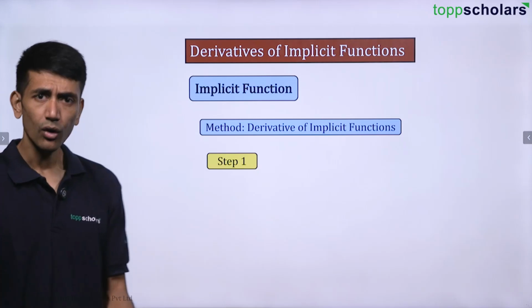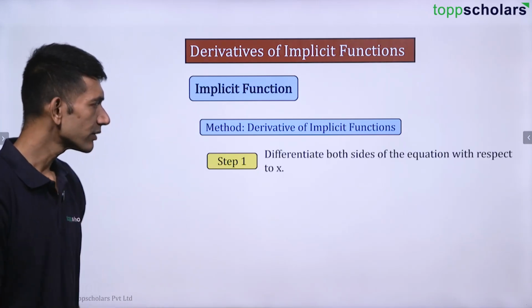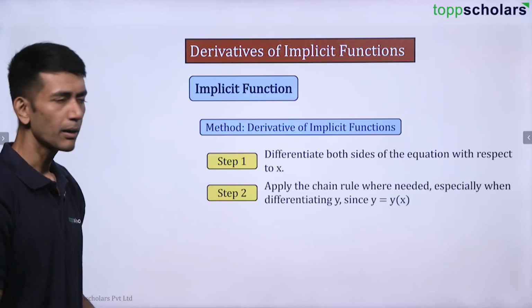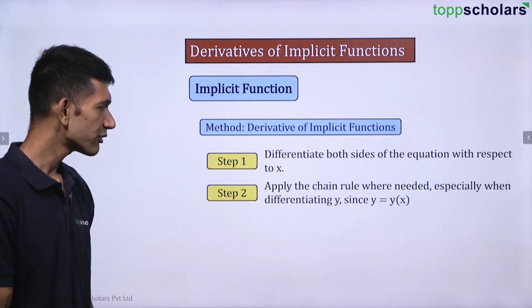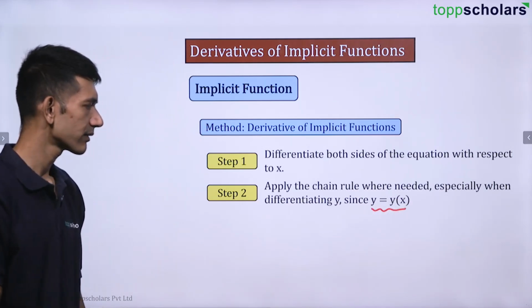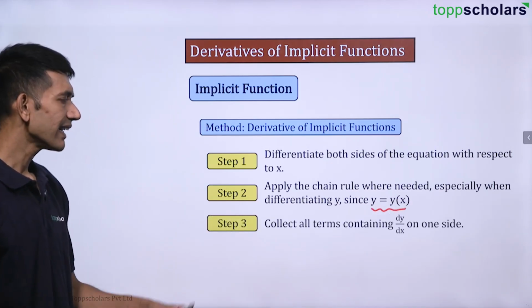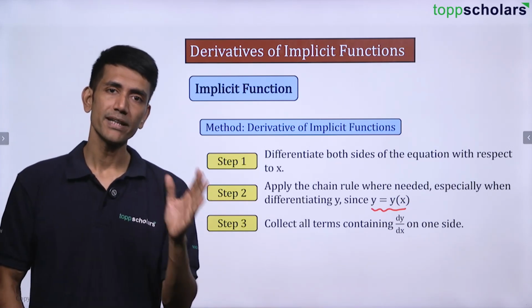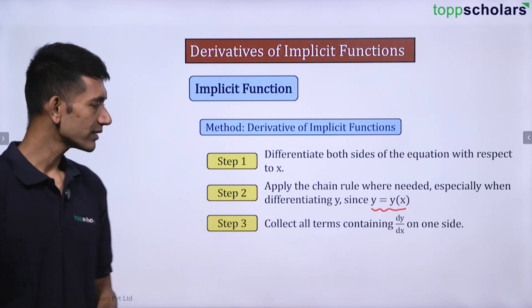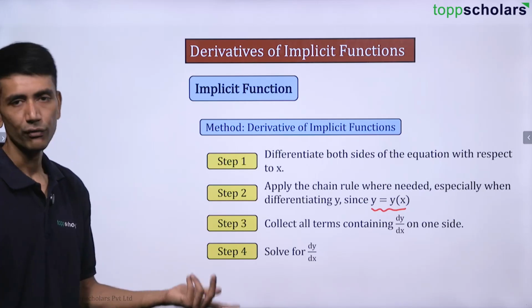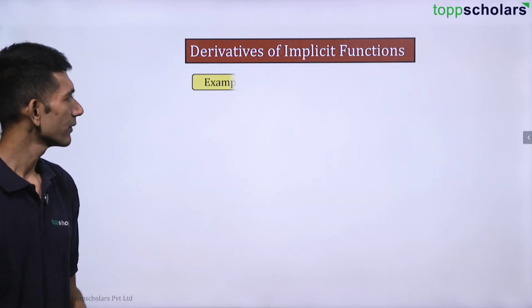So what are the steps involved in the implicit function? The first step is to differentiate both sides of the equation with respect to x. Then apply the chain rule wherever it is needed, especially when you have a function like y is equal to y of x. And collect all the terms containing dy by dx on one side. So we'll keep dy by dx on one side and all the other terms on the other side because we actually want to find out dy by dx, isn't it? And then solve for dy by dx, that's it.